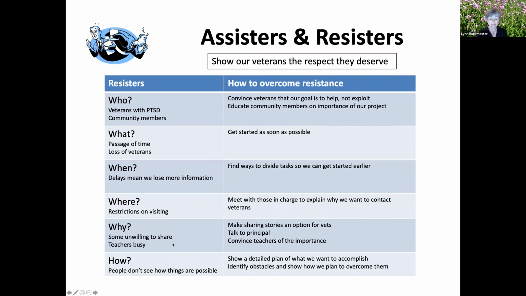Why might some people be resistant? Some might be unwilling to share. Teachers are busy. You could make sharing stories an option for vets. You could talk to the principal, convince teachers of the importance, and so on. This is a group that actually had a big event at Lambeau Field in Green Bay to honor veterans.